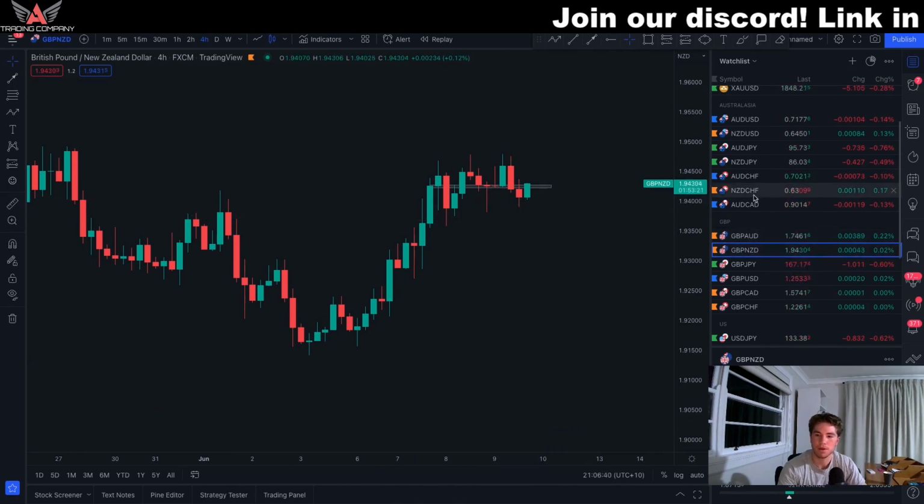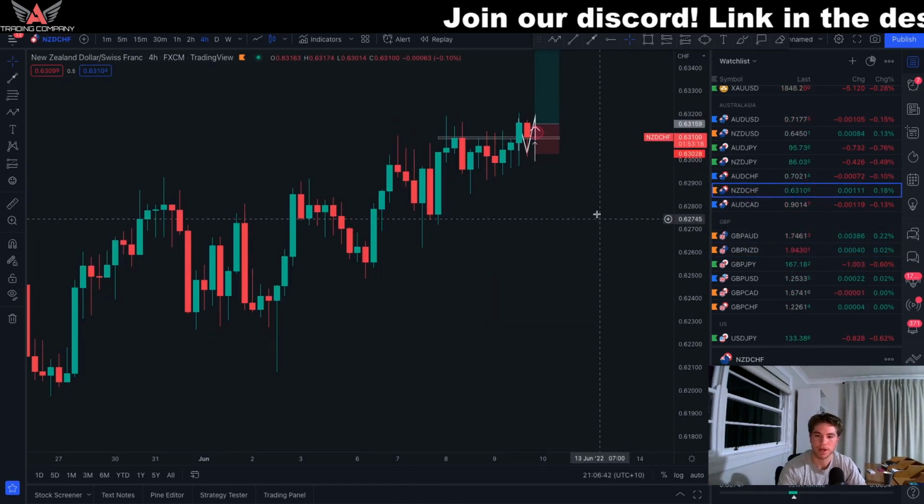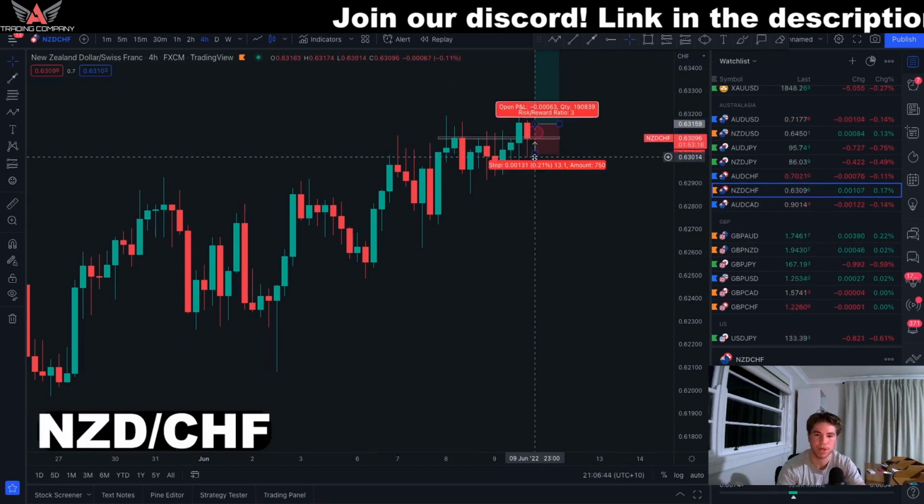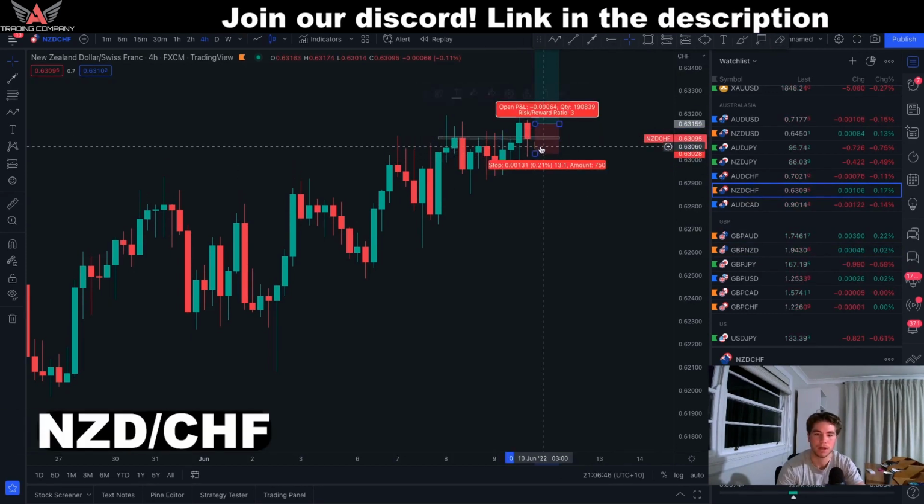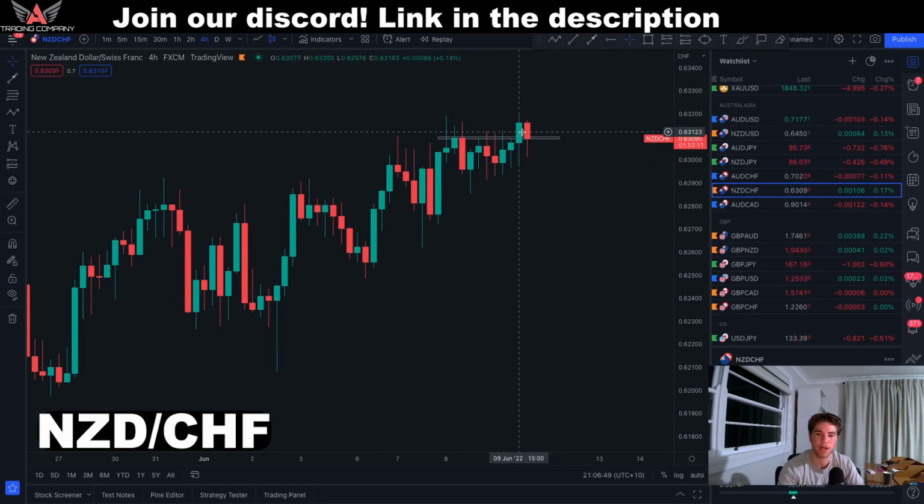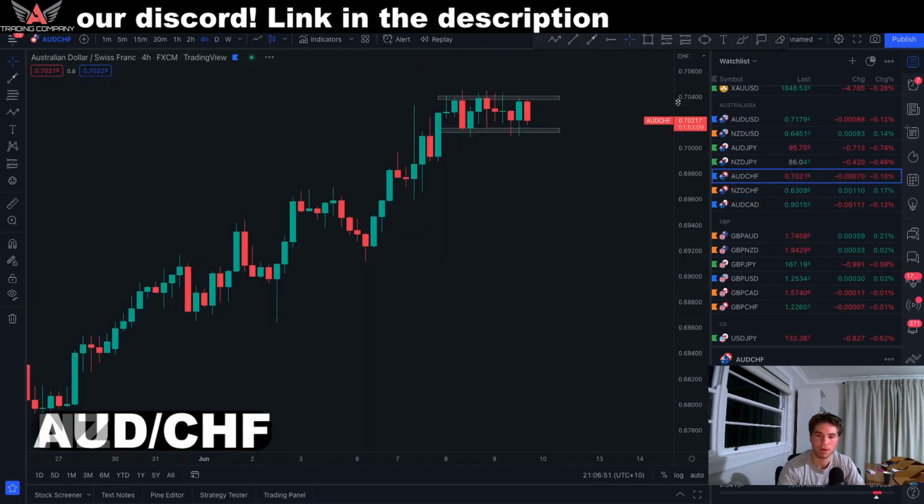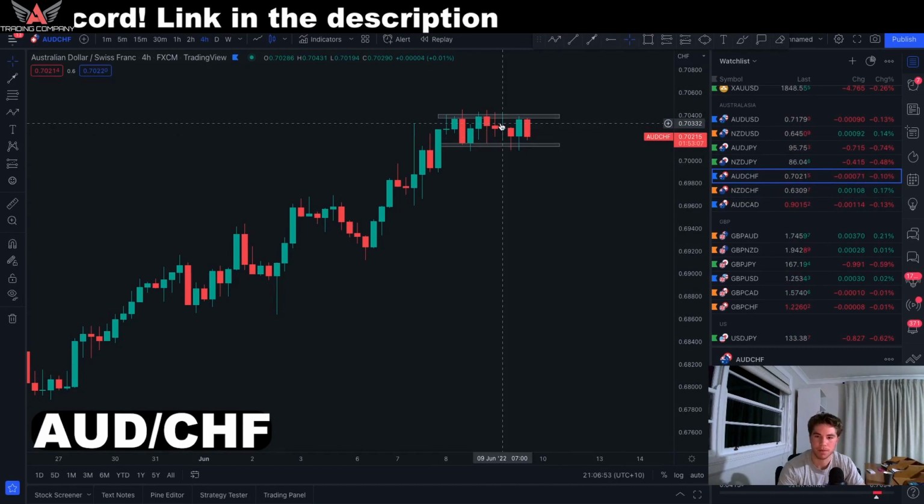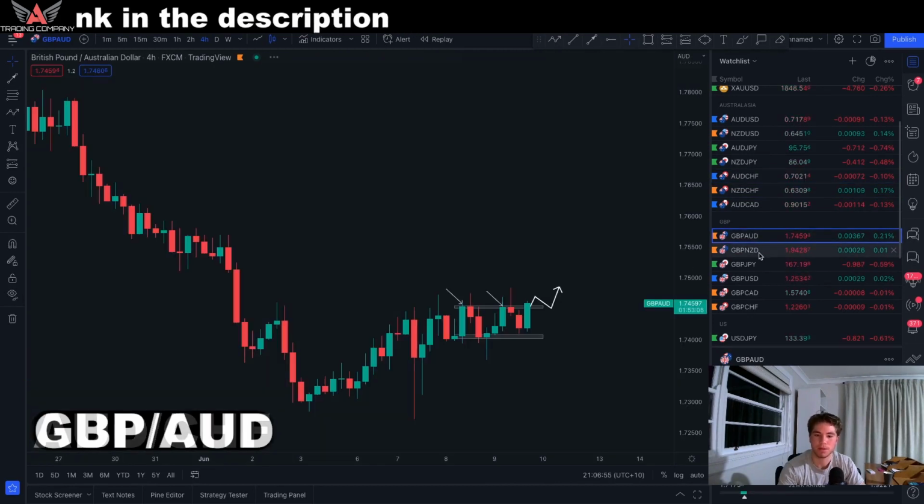But if we look over here, we can look at New Zealand dollar, Swiss franc, and we can start seeing bullish behavior from New Zealand dollar because we've got the 4H breaking and closing, creating a new high. If we look at Aussie dollar, it's not the same. Then we look at GBPAUD.